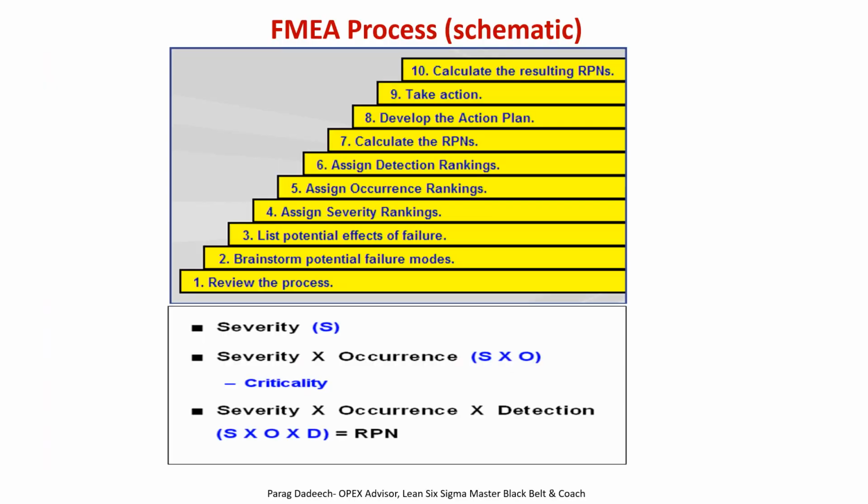This pictorial is a good illustration of the FMEA process schematic, starting from reviewing the process, identifying the failure modes, assigning the severity ratings, the occurrence ratings, and the detection ratings, and calculating the overall risk score, which is called the risk priority number or RPN, and then taking the actions to reduce the risk and repeating the cycle again.